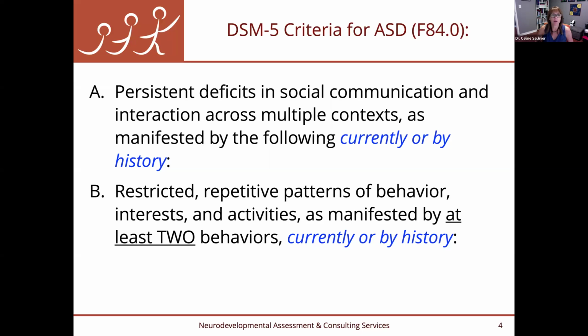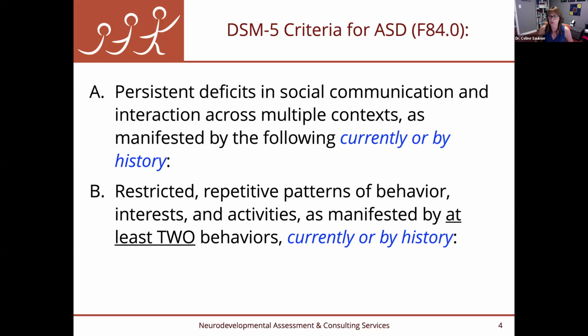Just very briefly, I want to go over the diagnostic criteria for autism spectrum disorder in the DSM-5. There are two hallmark areas of delay or impairment: deficits or delays in social communication and interaction, which with young children would be play skills, and then the presence of what we call restricted, repetitive, and stereotyped behaviors.